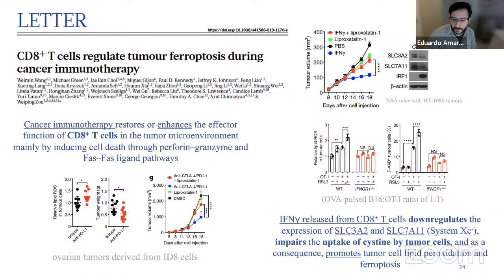And as we can see here, when they induced ferroptosis, these cells became more susceptible to ferroptosis because they saw more lipid peroxidation and more death. However, tumors that were deficient in gamma receptor signaling were protected against these forms of death. So basically, they conclude in this paper that gamma released from CD8 downregulates system NECs, which impairs the uptake of cysteine and glutathione generation by the tumor cells. In this case, it promotes lipid peroxidation-mediated ferroptosis.